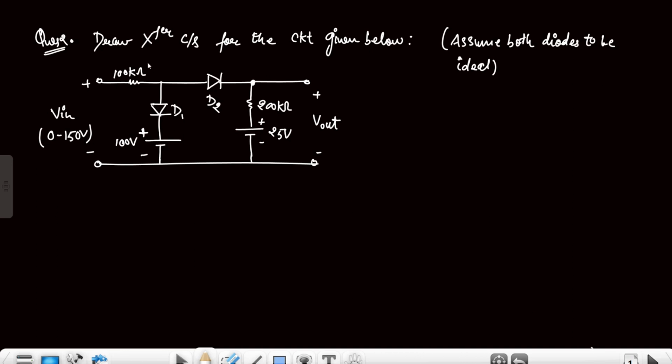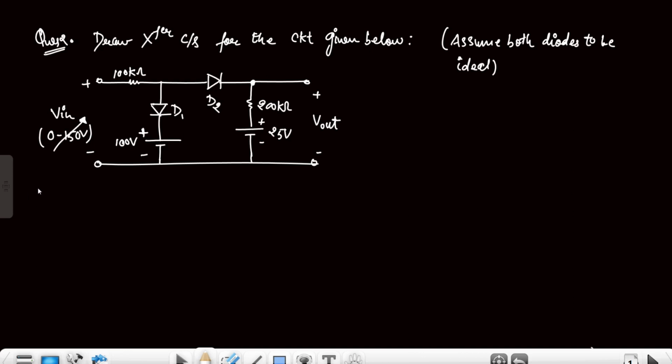So hello everyone. This is the second question of analog electronics, and here also we have to draw the transfer characteristic for the circuit. Both the diodes are ideal here, and these are the voltages. And the interesting part is the supply is varying now. So how to analyze the circuit?